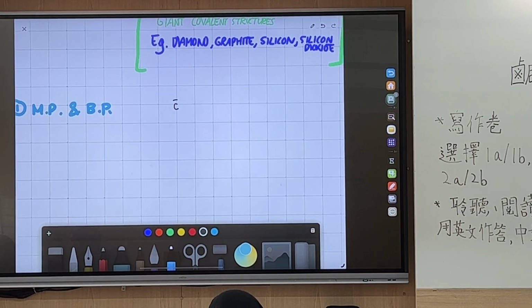I hope you still remember how to draw diamond. How many other carbon atoms is each carbon bonded to? 5. Wait, no, 4. Yes. What about in graphite? 3. Yes, 3.